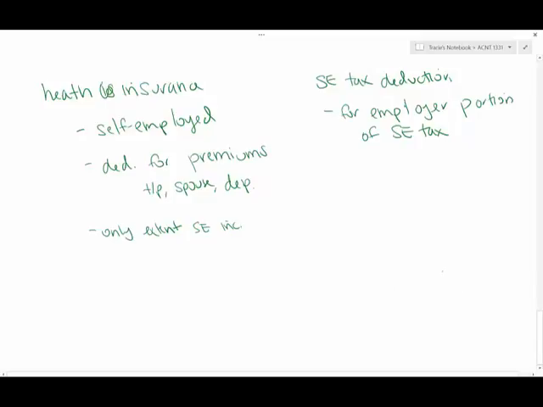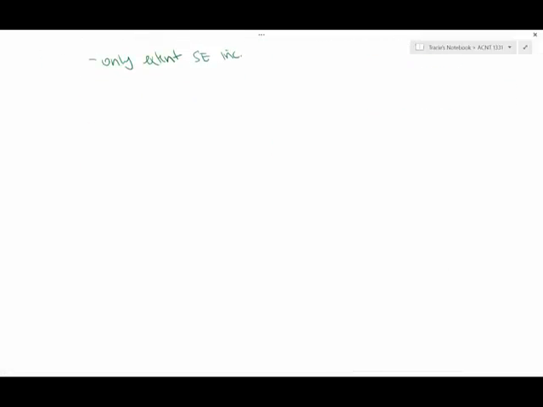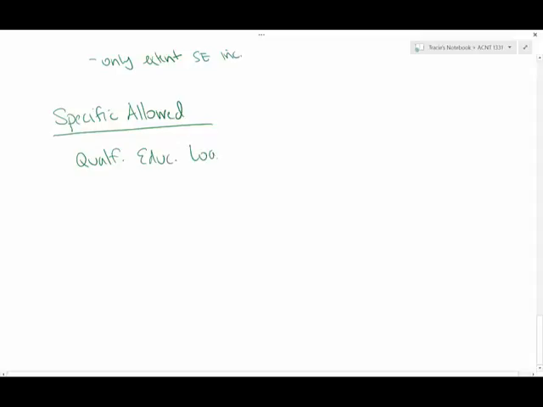Okay, now we will move on to our deductions that are specifically allowed for taxpayers that are not related to business activities. The first of these deductions is qualified educational loan interest expense. Yes, that's the one we want to start with. Qualified educational loan interest expense.